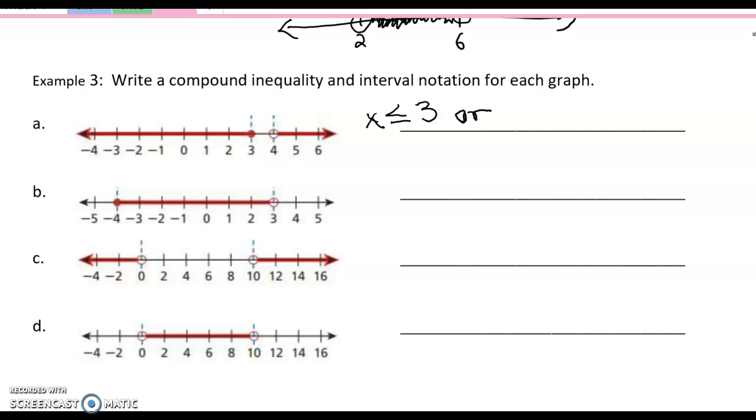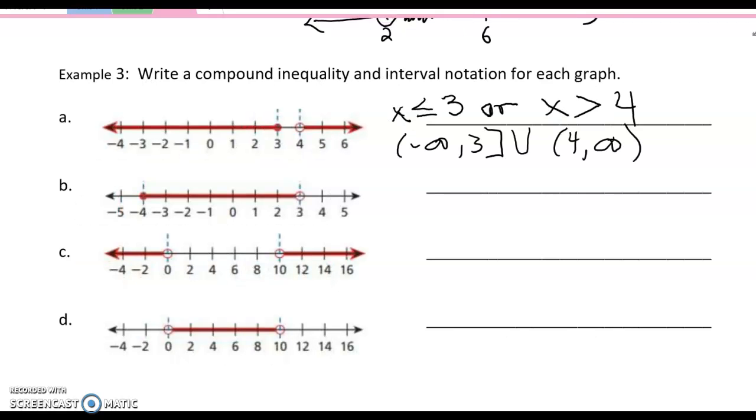On the right half, we have all the numbers shaded to the right of 4. So that means we want x values that are greater than 4. No or equal to option here because we do not have the closed circle on 4. We have an open circle on 4. All right, again, underneath, there is the interval notation. Okay, so let's see what you can do with the remaining 3. Again, you want to write the inequality that goes with the graph, as well as the interval notation.